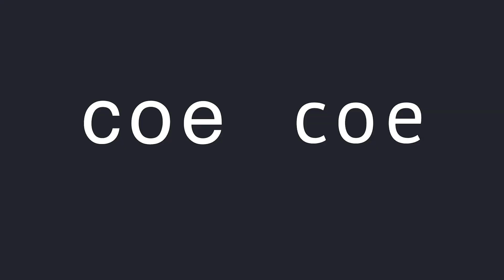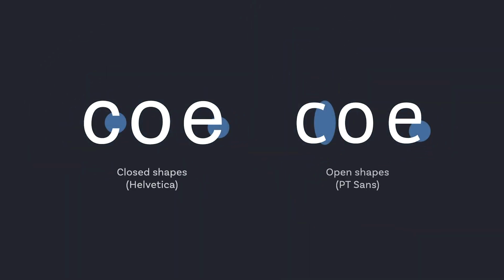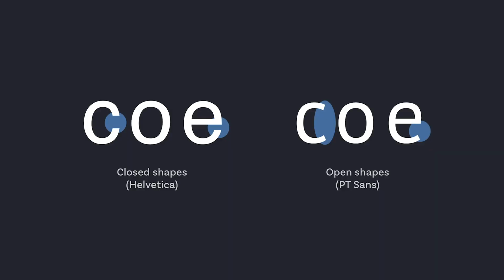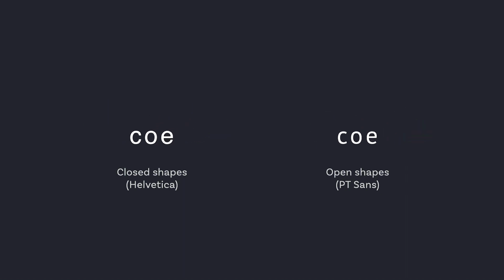What do open shapes mean? The apertures, which are the counters opened to the surrounding space, should be open. And as I said before, Helvetica on the left side is not a good typeface. You can see the apertures are very closed. These are closed shapes. For example, PT Sans has very open shapes, so they are easier to read, especially at small sizes. It's much crisper, much better.